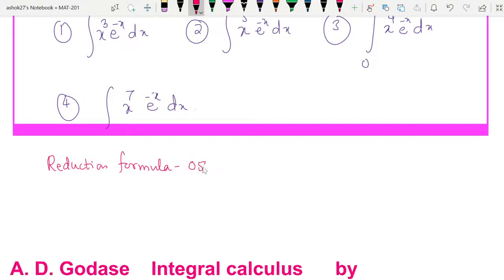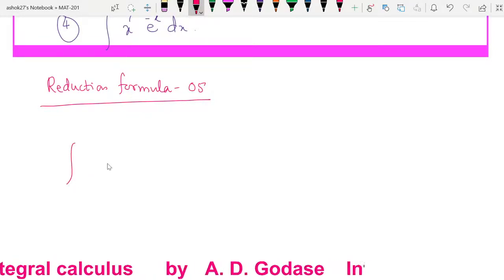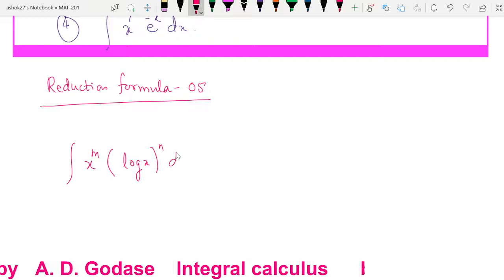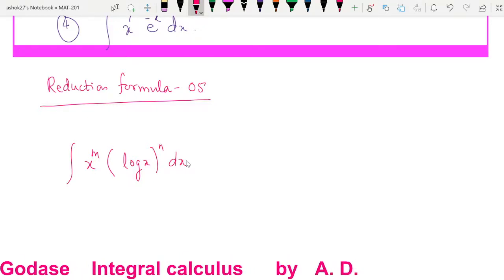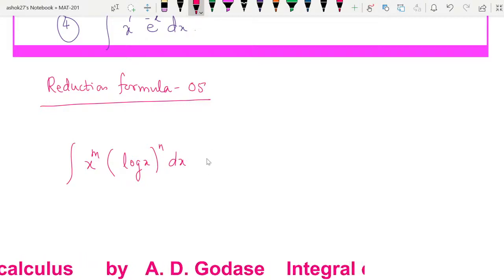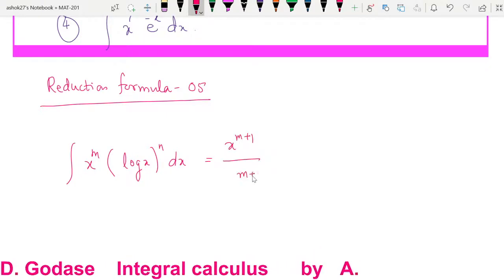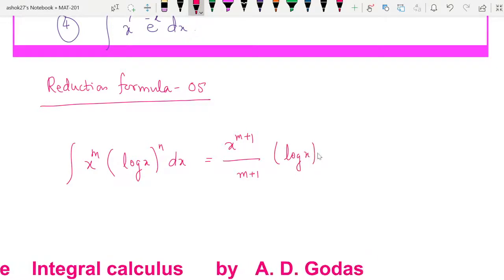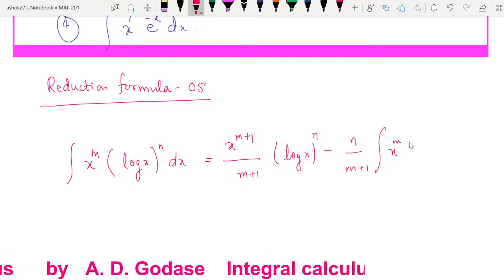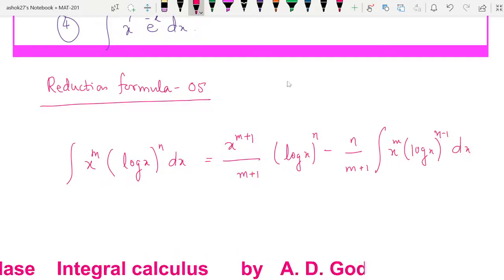Reduction formula number 5, and it is integration of x raised to m into log x its power n dx. The value of this integration using the reduction formula is x raised to m plus 1 divided by m plus 1 into log x its power n, minus n upon m plus 1 integration of x raised to m log x its power n minus 1 dx. So this is the fifth reduction formula.